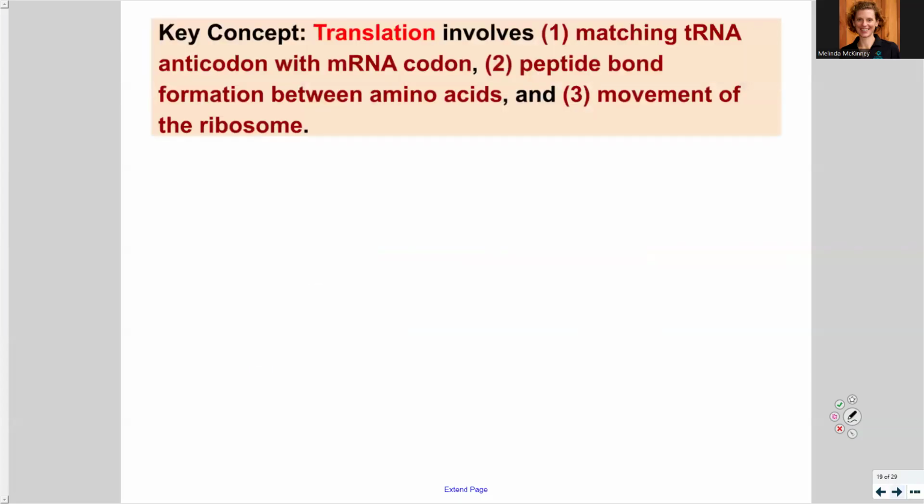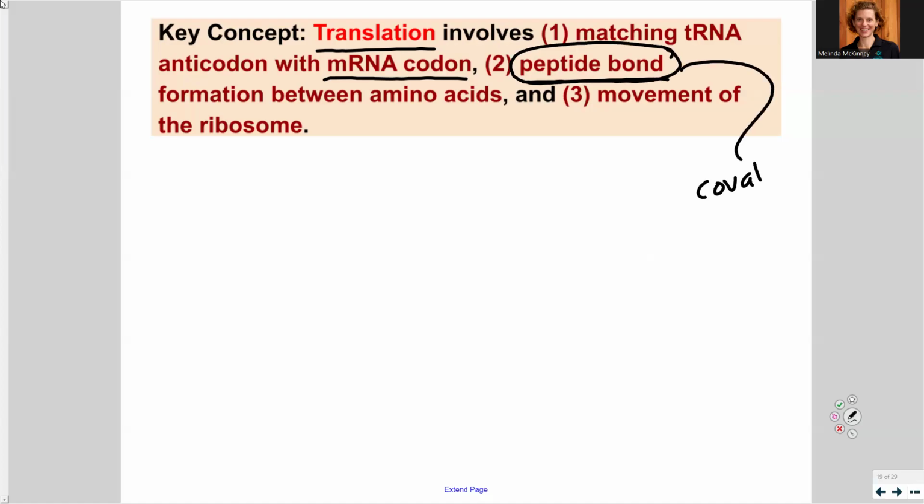Okay, so we've got a few steps here, keeping it really simple. Translation involves matching the transfer RNA codon with the messenger RNA codon. So we're going to match it up. We're going to form the peptide bond. And this peptide bond is just the name for the covalent bond. So they're going to share electrons. We're bonding adjacent amino acids together. And then we're going to move the ribosome.